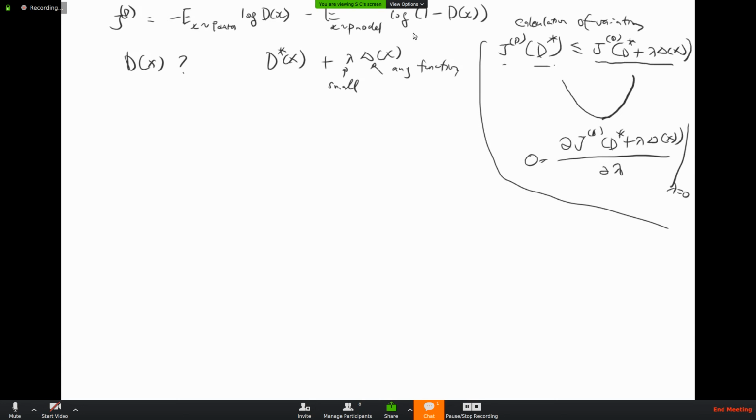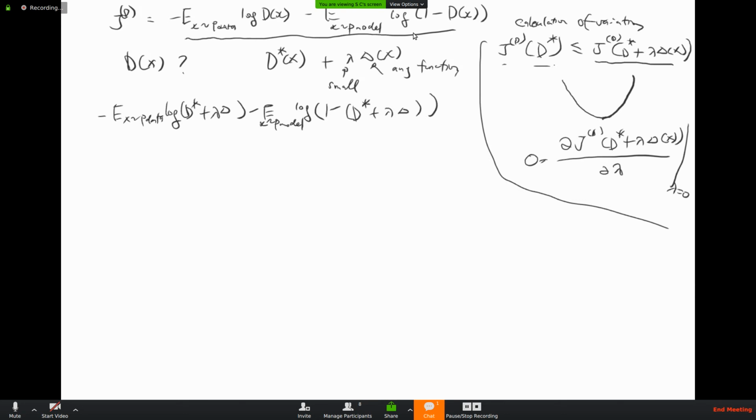So let's do that. I have this JD here. Let's see if I plug in this guy and try to derive the derivative. So then I will have minus expectation over data of log D star plus lambda delta, and minus expectation over model of log 1 minus D star plus lambda delta. Right, and now I take the derivative of this whole thing with respect to lambda.